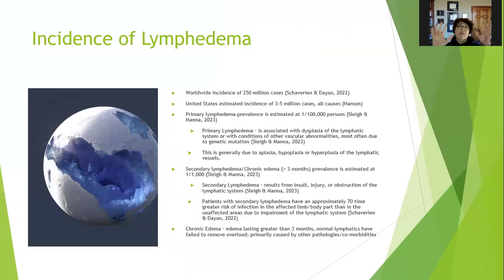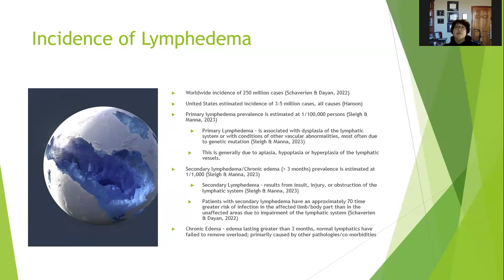So these are the incidence of lymphedema: 250 million cases worldwide. That was as of 2022. In the US, estimated 3 to 5 million cases from all causes. The primary lymphedema is some problem with the lymphatic system or other vascular abnormalities. Usually it's congenital. It's a genetic mutation that causes that. So that is just, you just have lymphedema, you have to figure out a way to live with it.